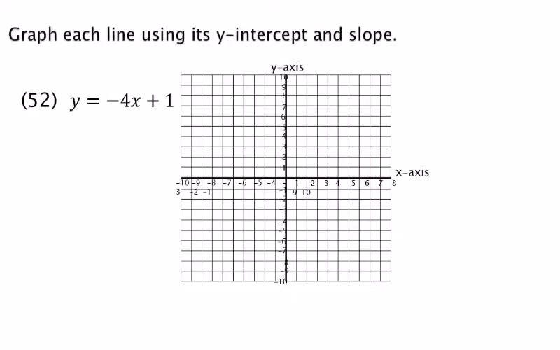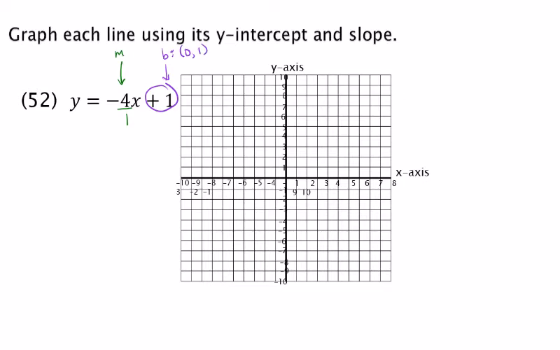So number 52 here. We have the equation already in slope-intercept form, y equals negative 4x plus 1. So what I'm going to do is identify the slope, which is negative 4. I can even remember that there's going to be negative 4 over 1, because that's the rise and the run. So the rise is 4 and the run is 1, and it's negative, so it's going down to the right. And then the y-intercept is positive 1, so remember the coordinates of that y-intercept are (0, 1).